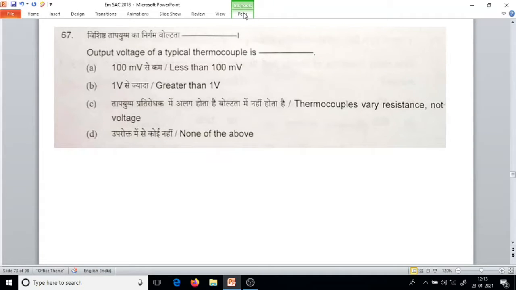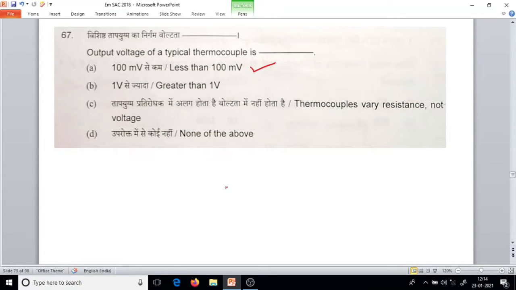Question number 67. Output voltage of a typical thermocouple is. Most sensors' output is going to be a very low value. Usually it will be less than a volt. In the case of a thermocouple, it is less than 100 millivolt. That will be the suitable option.